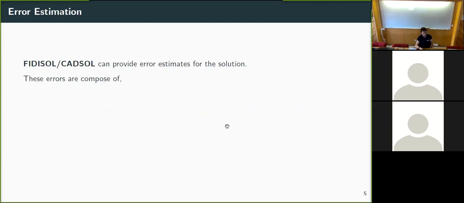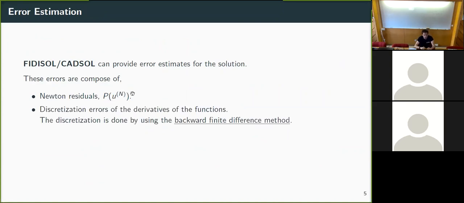So about the error estimation, as I said, CADSOL can provide error estimates for the solution. And these errors are composed of the Newton residuals, so the P of U of n, the last step, and also the discretization errors for the derivatives of the functions. Here, the solver uses a backwards finite difference method to do the discretization. And obviously, when you do discretization, that will always have some little error.